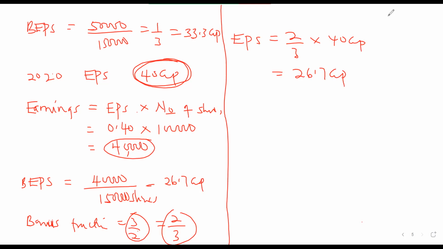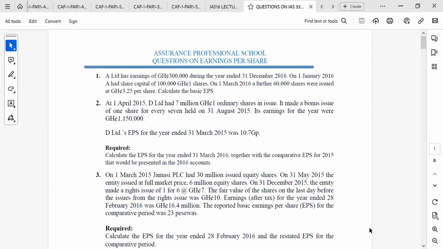So sometimes it is very simple if you use the bonus issue fraction. It's very easy if you use a bonus issue fraction. Let's pick a question on a bonus issue. Then we look at what we call a rights issue.